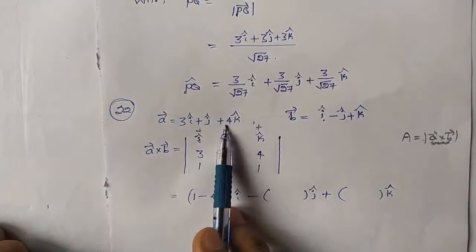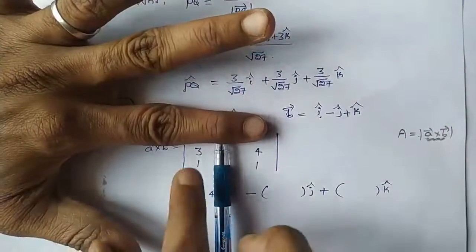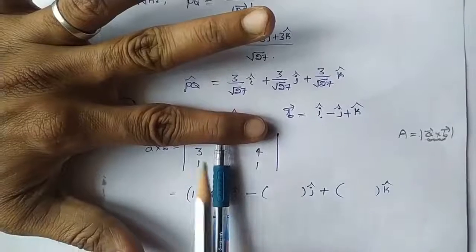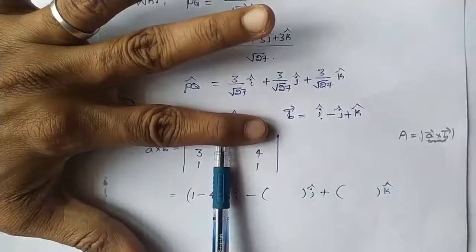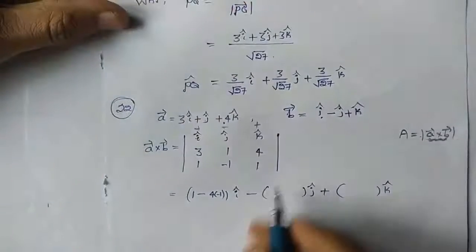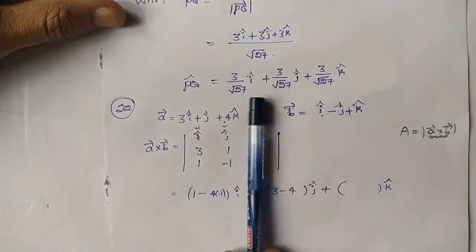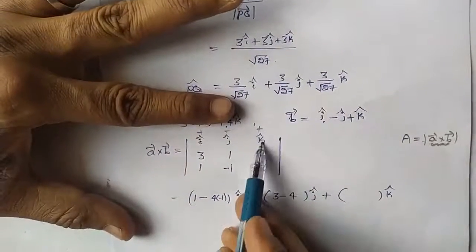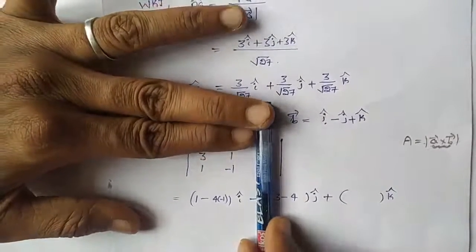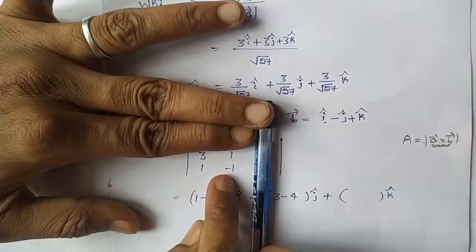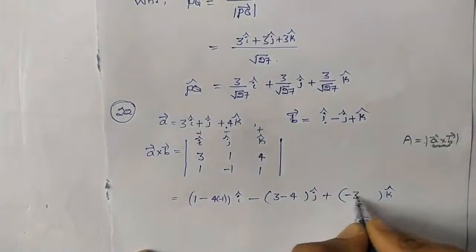Next, J components. Delete that corresponding row and corresponding column. What we will get? 3 into 1 is 3, minus 4 into 1 is 4. 3 minus 4. Understand? Next, for finding the components of K, delete that corresponding row and corresponding column. What we will get? 3 into minus 1 is minus 3, minus 1 into 1 is 1. So minus 3, minus 1.